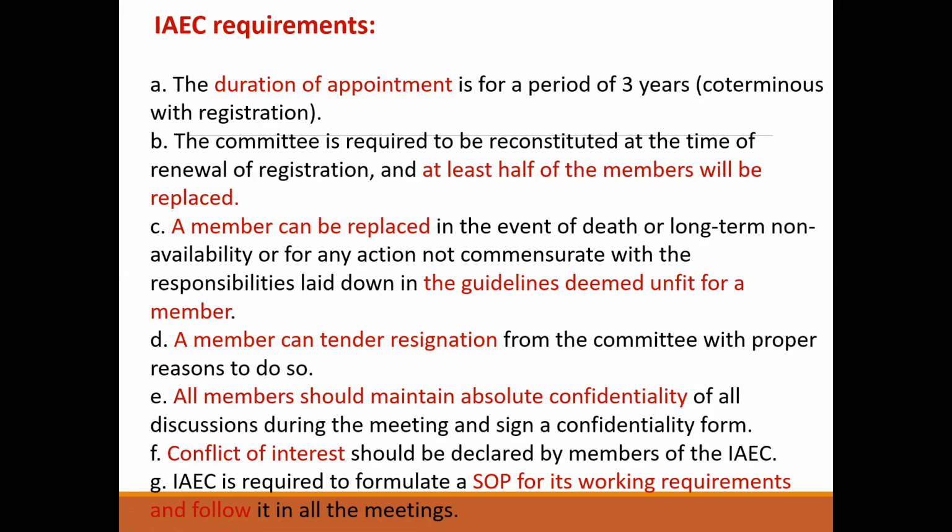In that paper, every author and co-author declares their conflict of interest. If there is a conflict of interest, that particular paper will not be published. So all the authors and co-authors should state that they have no interest in the paper, and then the paper is published. This is also the case in the IAEC: every member should declare whether there is an interest in the particular research proposal or not.